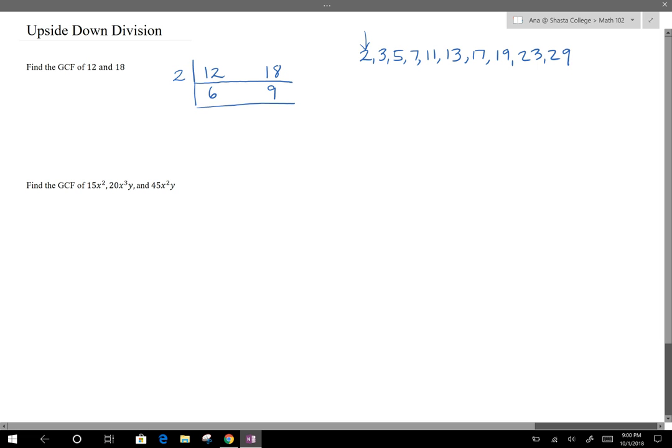So then I go on to the next largest prime number, which is 3. 3 goes into 6 and 9, so I'm going to put 3 on the outside. 6 divided by 3 is 2. 9 divided by 3 is 3. Once I get down to this point where I have 2 and 3, which are both prime numbers, and there is nothing else that divides into 2 and 3 evenly, I find my GCF, which is the product of the numbers on the outside. So the GCF is equal to 2 times 3, which is 6, because 6 is the largest factor that goes into 12 and 18.